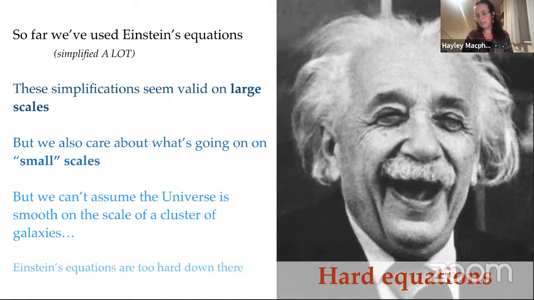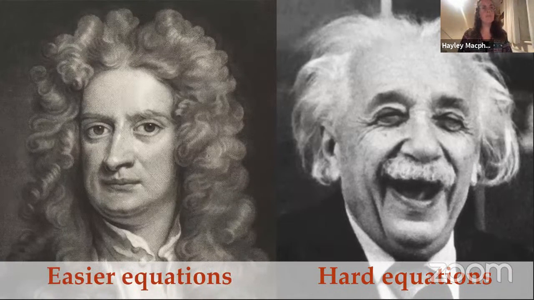And if we want to look on these smaller scales, say on the scale of a galaxy or a cluster of galaxies, which is a small scale to a cosmologist, we definitely can't assume the universe is smooth. But as I showed you briefly, Einstein's equations are very complicated. And they're actually impossible to solve by hand for the kind of complex structure that we see in the universe. So what we need is some equations that capture the complex structure of the universe, but are also easier to solve. And we're lucky in that sense because we have Newtonian gravity. So this is Newton on the left-hand side.